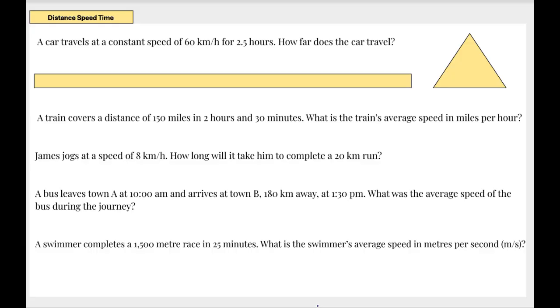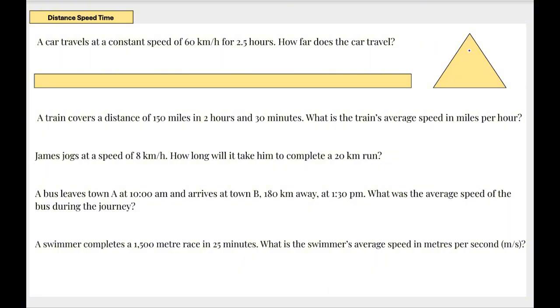Hi guys, these are distance, speed, time questions. Foundation level, you're going to be doing these. I know you don't like them because there's words and there's numbers and there's conversions and there's lots of things you have to remember. So we're going to have a triangle.